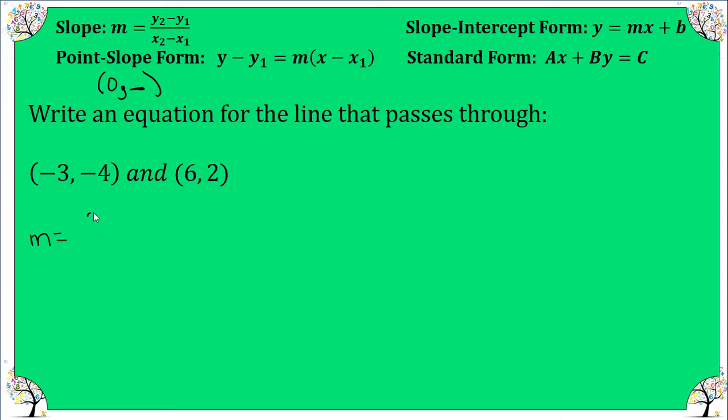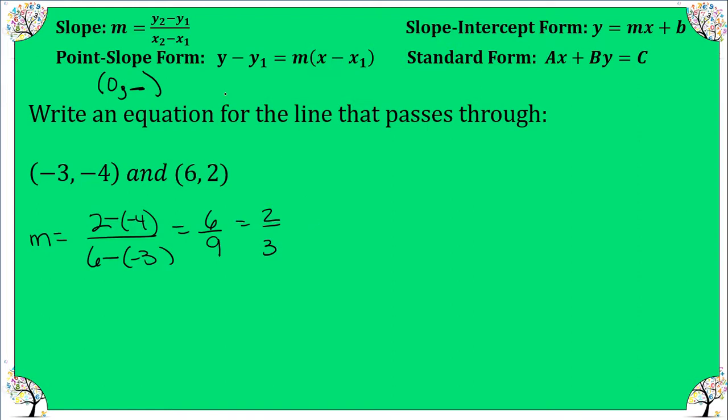So let's find the slope of this equation. We have 2 minus -4 over 6 minus -3. This is going to give me 6 over 9, which simplifies to 2 over 3. So my slope is 2 over 3, up 2 and right 3.